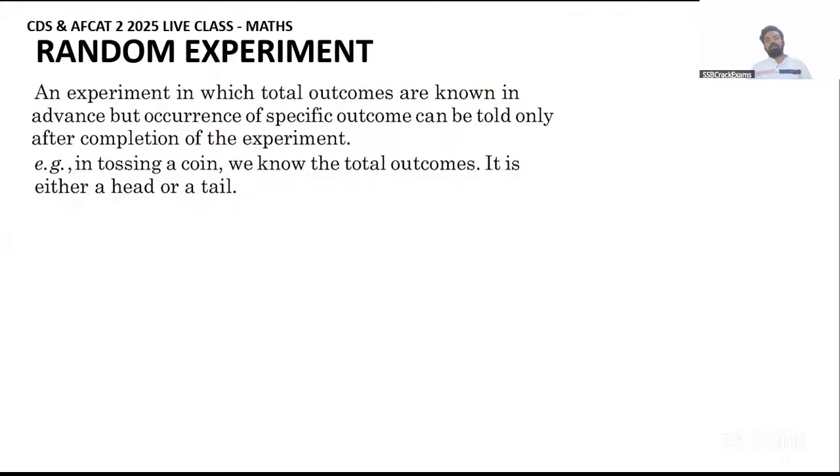So basically, here it is written that an experiment in which total outcomes are known in advance, but occurrence of a specific outcome can be told only after the completion of the experiment. This is called a random experiment. Okay, so let me give an example of what is a random experiment and what is not random.